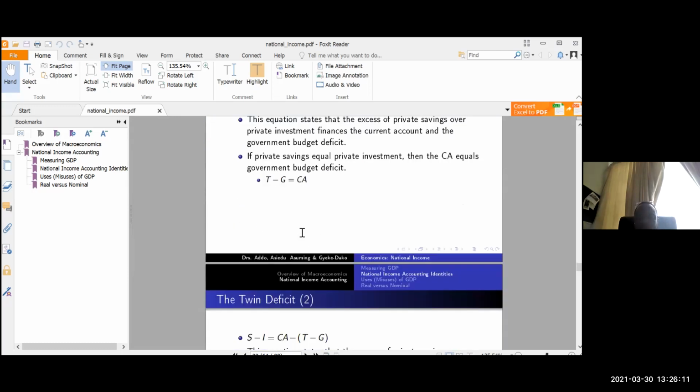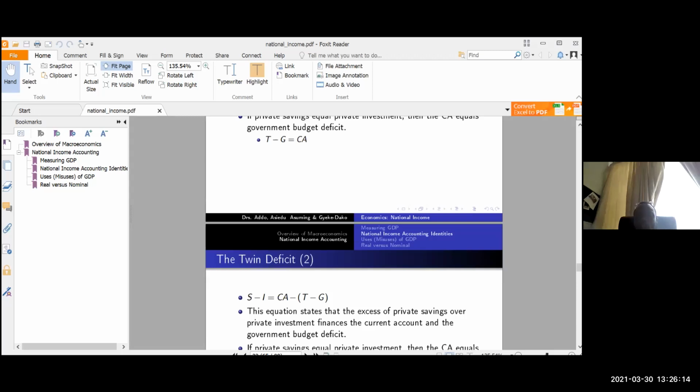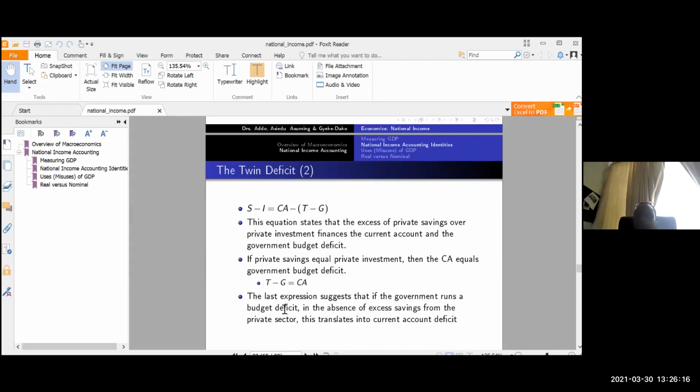The last expression suggests that if the government runs a budget deficit, in the absence of excess savings from the private sector, this translates straight into current account deficits. So if you can't balance your books, how are you going to finance your exports? That is the big problem.